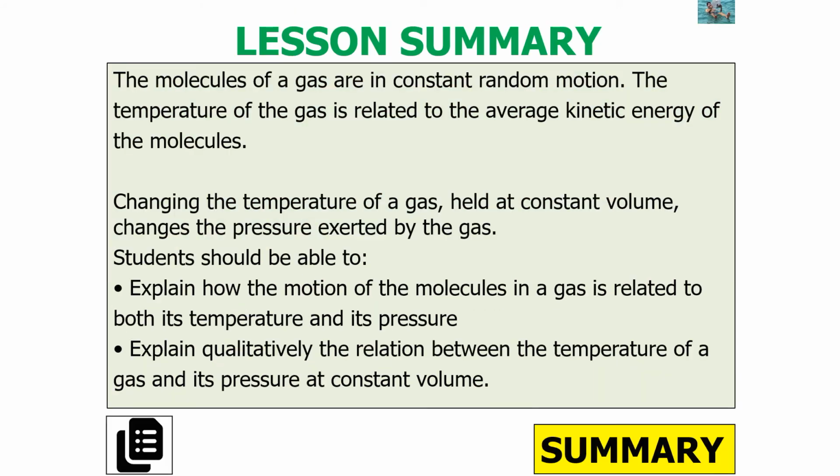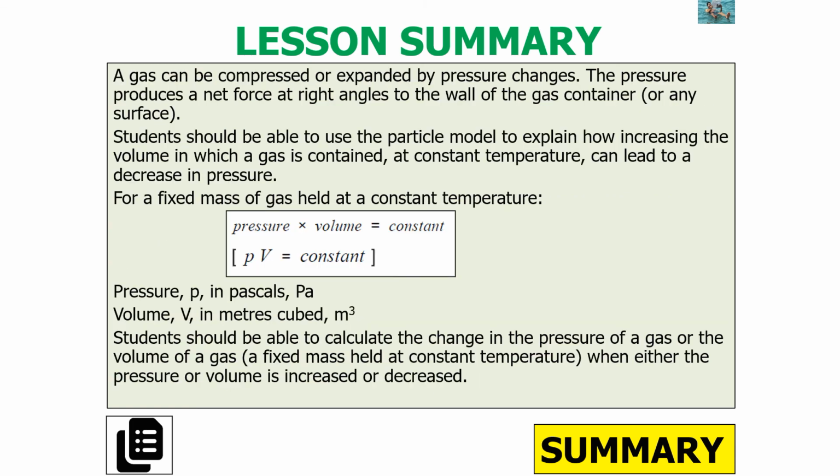So to summarise what we've learnt in today's lesson, the molecules of a gas are in constant random motion. The temperature of a gas is related to the average kinetic energy of the molecules. Changing the temperature of a gas held at a constant volume changes the pressure exerted by the gas, and you should be able to explain how the motion of the molecules in a gas is related to its temperature and its pressure, and explain the relationship between the temperature of a gas and its pressure at a constant volume.